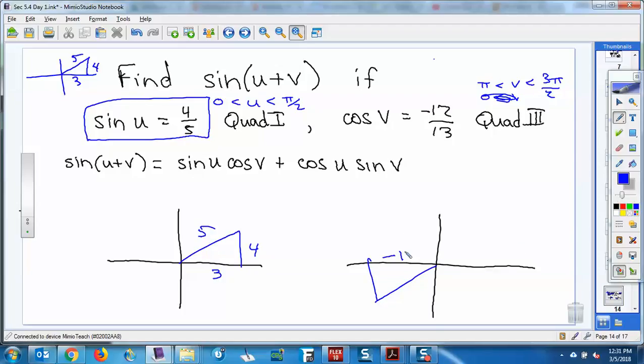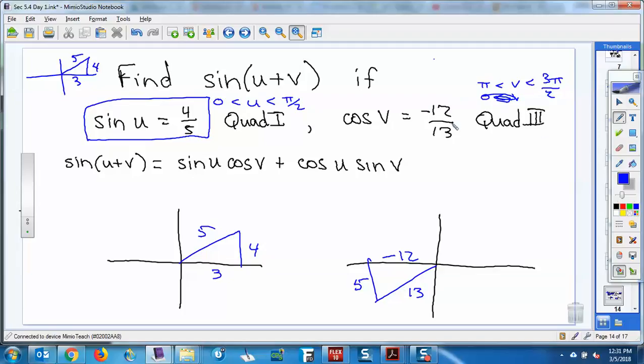Cosine is negative 12/13. So what's the other number that goes with that? It's 5, right? So it's nice to know some of your Pythagorean triples. 3, 4, 5, and 5, 12, 13. Those are good ones to know. 6, 8, 10. There are some other ones, right? But 6, 8, 10 would just reduce to this, actually. But those are probably the ones you get most often.